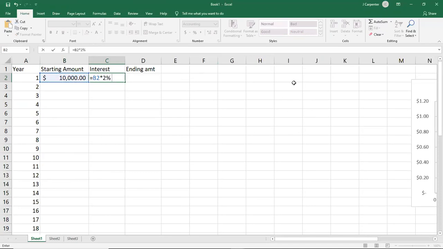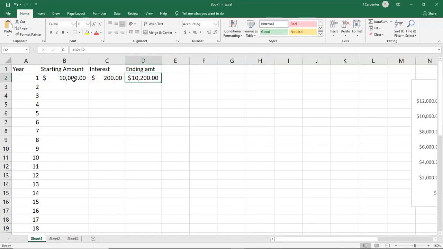Now I could have had that written over to the side and then used a fixed cell reference for it. That'd be okay, but let's just keep it simple today. And then the ending amount is the sum of the original starting amount for the year plus the interest you just earned. There we go. Remember, as you're going, ask yourself if these things are making sense.